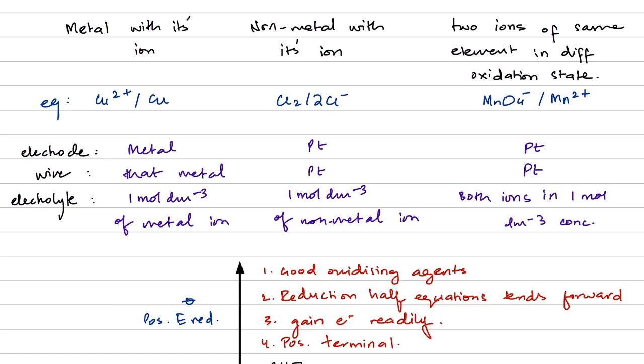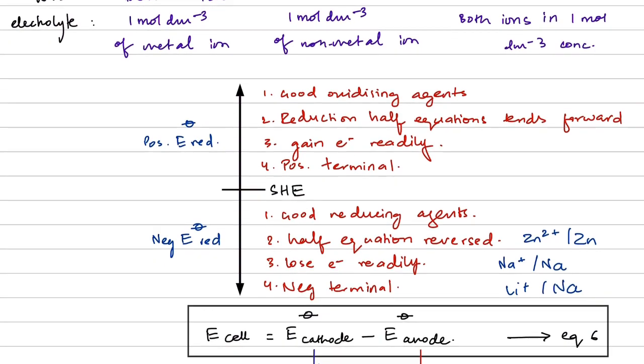When we talk about a non-metal in equilibrium with its ion, the problem is that we can't make an electrode of the non-metal. For example, chlorine can't give you an electrode, bromine can't give you an electrode. So in this case, you treat it like the standard hydrogen electrode. You have the platinum wire, the platinum electrode, and the non-metal gas, or fumes of the non-metal, are provided on the surface of the platinum electrode, and the ion is 1 mole per dm cube. For the third, when we have an equilibrium between two ions, again we have a platinum electrode and platinum wire, and both ions have a 1 mole per dm cube concentration.